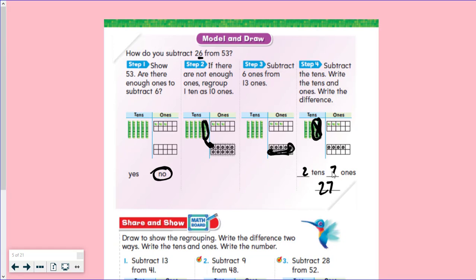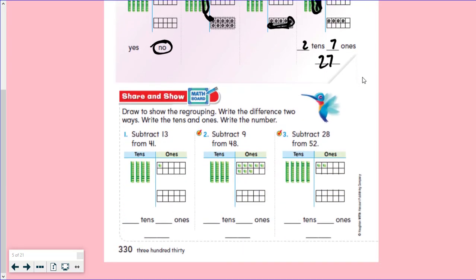So now we're going to try it on our own. We're going to follow the steps, but with our problem. So let's do number 1 together. Subtract 13 from 41. So let's see, first things first. 41, can I take away these 3 ones? Nope. So we have to regroup. Take this guy, move him down here. 1, 2, 3, 4, 5, 6, 7, 8, 9, 10.